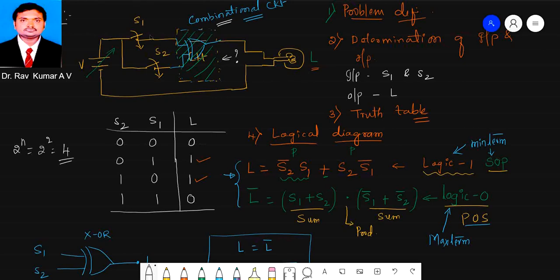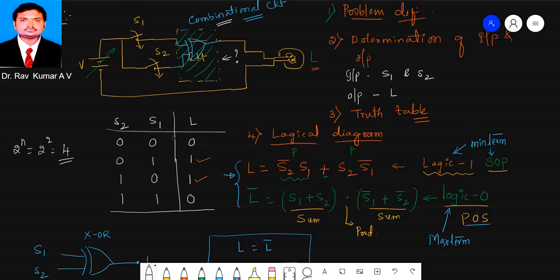When both the switches are off, your lamp is off. When both the switches are on, your lamp is off. When any one of the switches is on, your lamp will be on. This is the truth table I have written. The next step is to write the Boolean expression from the truth table, simplify the Boolean expression, and implement the logic diagram.